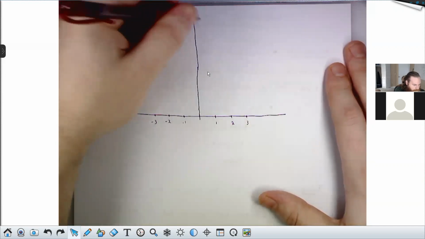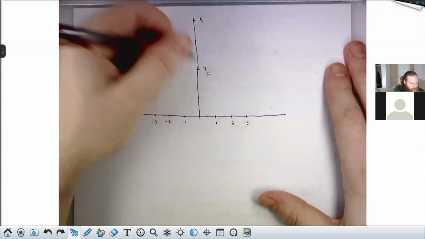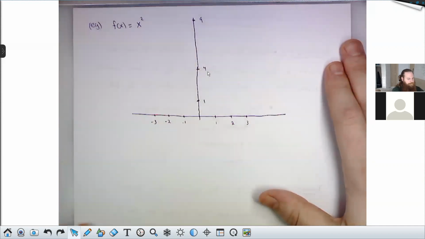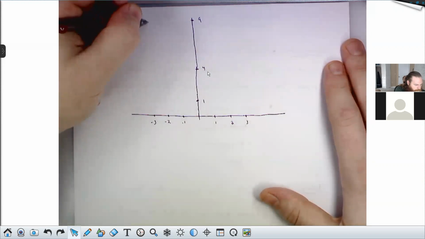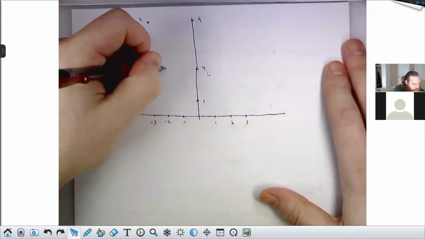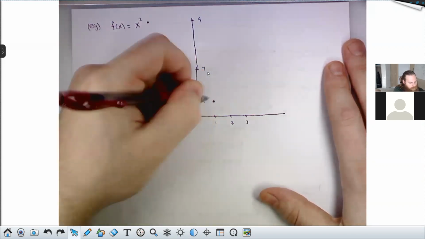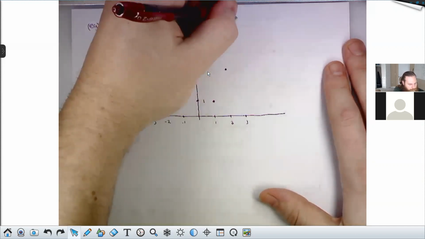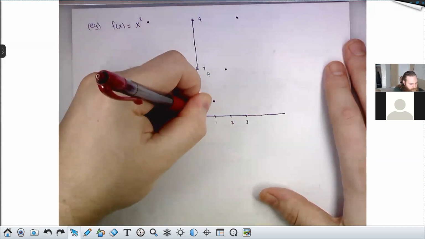Mark this up here as like 9, and a little less than halfway down, that would be 4, and then a quarter of the way there would be 1. We know what the graph of this thing looks like. It goes through -3, 9; -2, 4; -1, 1; 1, 1; 2, 4; and 3, 9. Of course, it also goes through 0, 0.